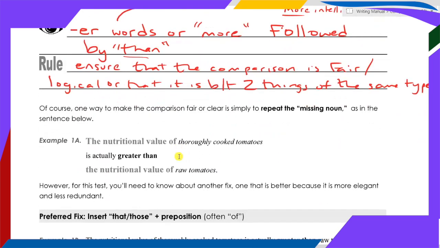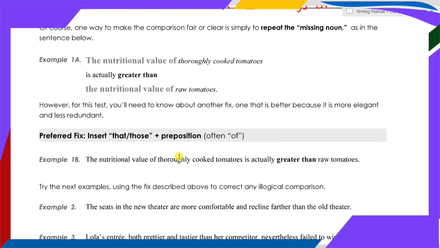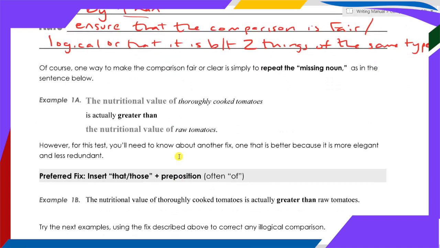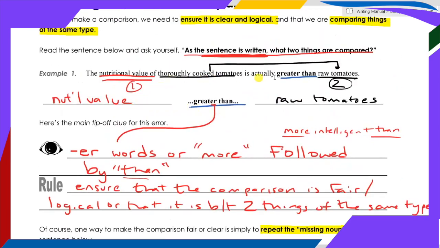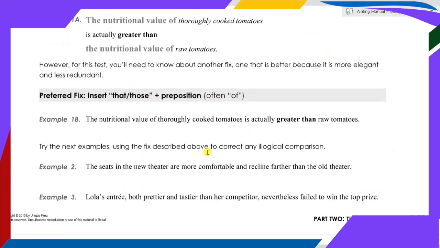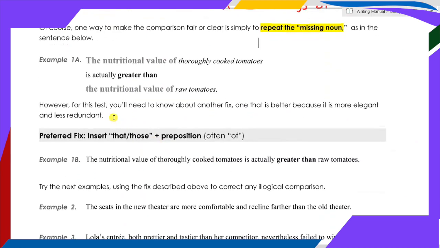So how would we change example 1 up above to make it clear? Well, one way that we could do it is we could just repeat the missing noun. Remember, we were comparing nutritional value of one type of tomato to the other type of tomato. So what we could do is take this noun, nutritional value, and insert it in front of raw tomatoes. That's what example 1a is all about here. We have now: the nutritional value of thoroughly cooked tomatoes is greater than, there's our comparison tip-off clue, the nutritional value of raw tomatoes.